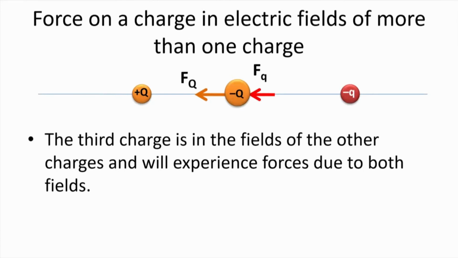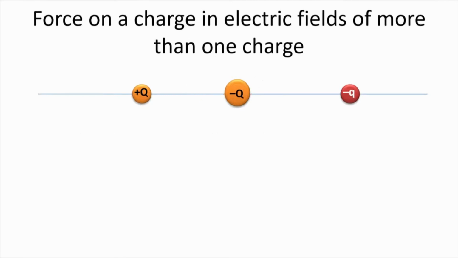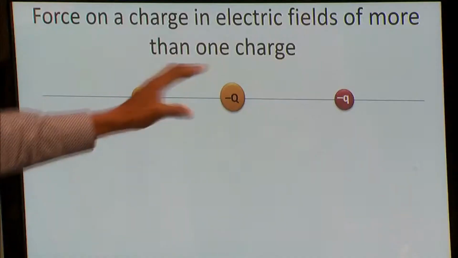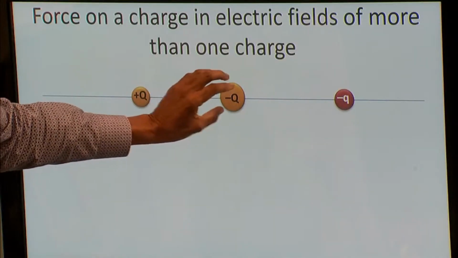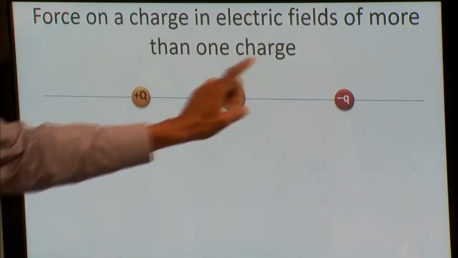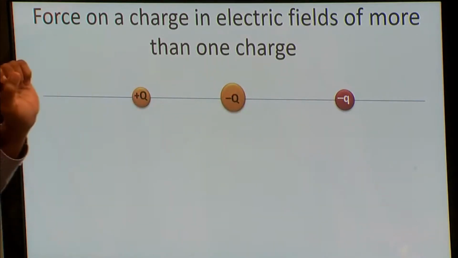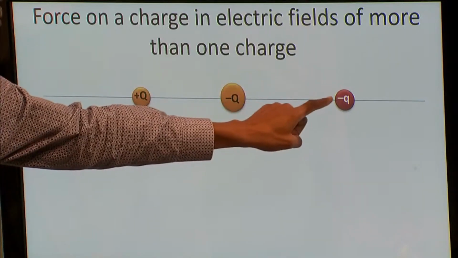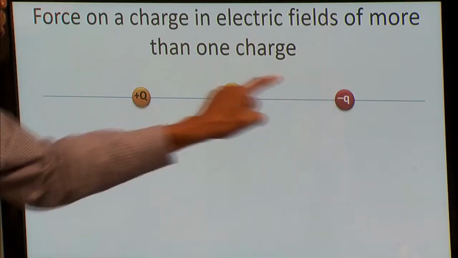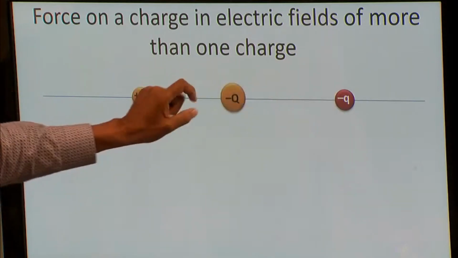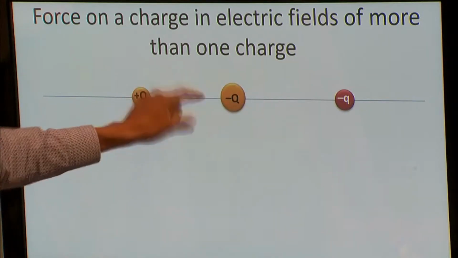So this third charge here, let me go back. This charge is in the field of this charge, and it is also in the field of this charge here, because all of these charges have fields going out. So this charge is in the field of both of these. So it will experience a force due to this charge, and it will experience a force due to this charge. All right, this force will be a repulsive force because they are the same charge, and this force here will be an attractive force because they are opposite charges.